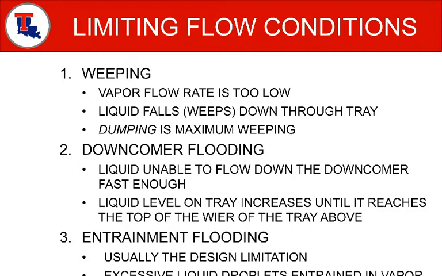Let me talk about the second condition, which is called downcomer flooding. Sometimes the vapor flow rate is so high and the liquid is unable to pass through easily across the tray. It's kind of being held back. Hey, let the vapor go through. Such a condition leads to backlogging of the liquid into the downcomer or the downspout, along which it's coming down. So that condition is called downcomer flooding.